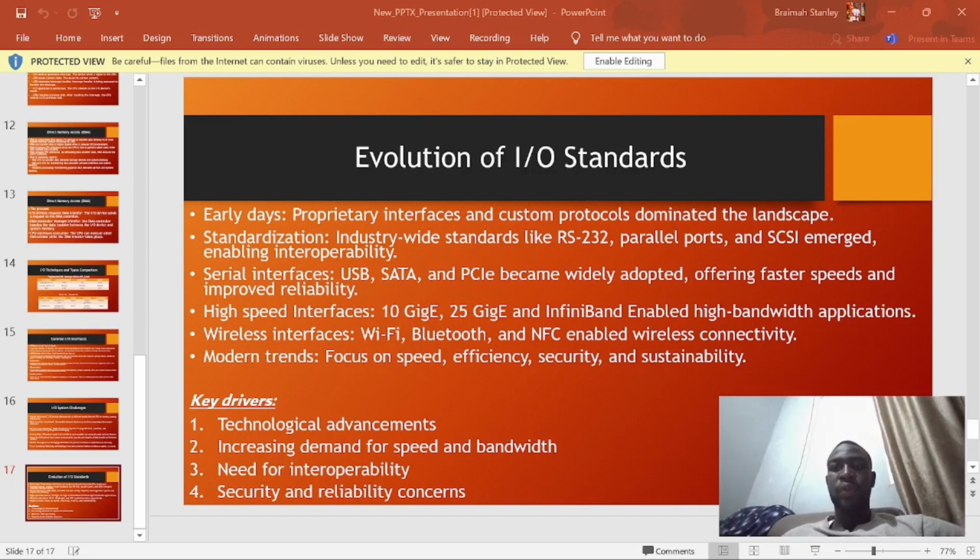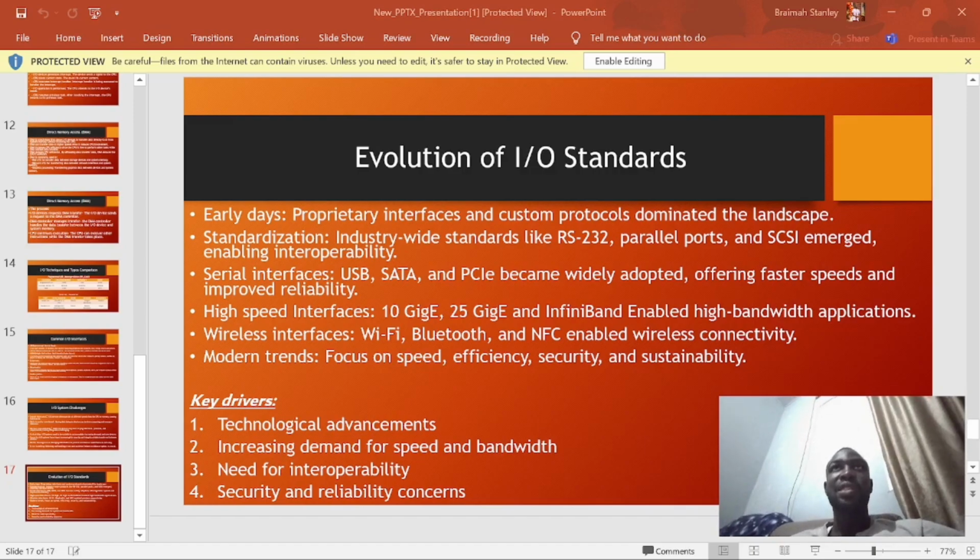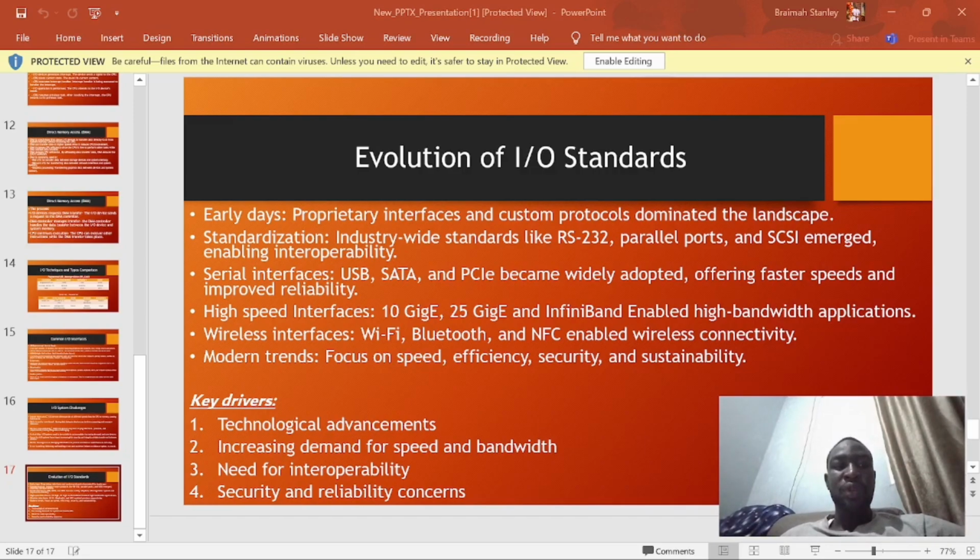Okay, the next part is the key drivers, which are technological advancements. Because technology kept evolving, we started getting smarter, we started to invent new things which made technology evolve and get better. The second part is the increasing demand of speed and bandwidth. People want things faster. We get impatient waiting for big files to load or transfers. That's why the I/O standards evolved to where they are now.